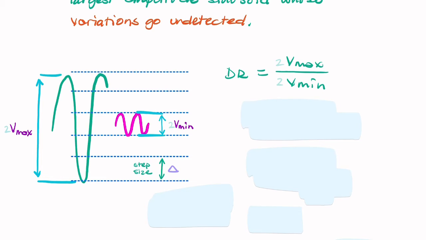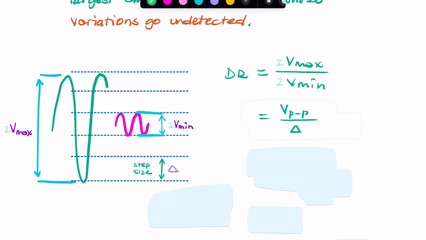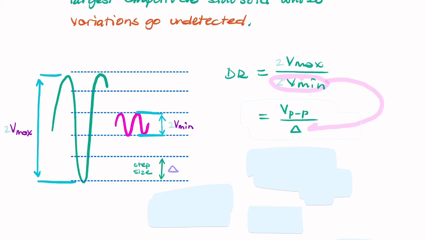Now, if you remember that the number of levels of a quantizer is linked to the number of bits, and the step size of a quantizer, that is basically what we're saying. We're saying twice Vmin is equal to step size delta. So that's what we've done here. That twice the minimum voltage is our step size.